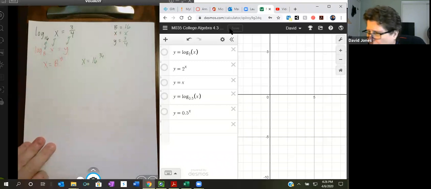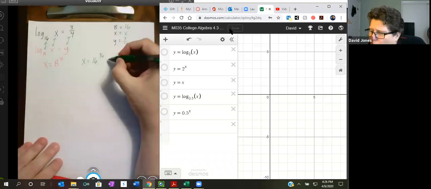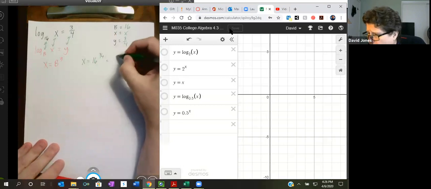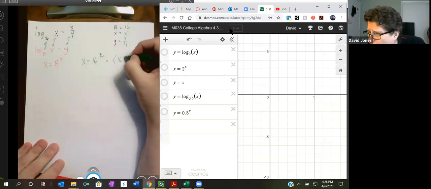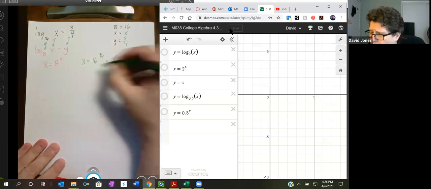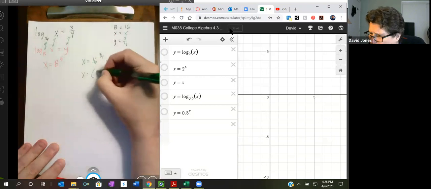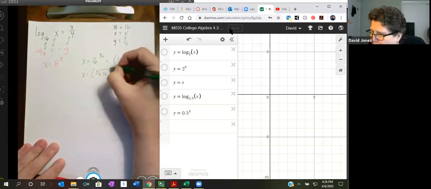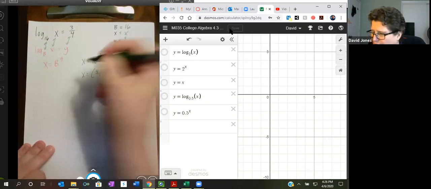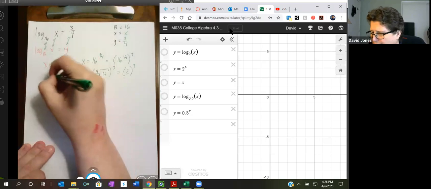So how does that work? Well, remember we played around with radicals a lot. This is saying we can say 16 to the 1/4 raised to the 3rd power. And that's the 4th root of 16 to the 3rd power, which is 2 to the 3rd power. So x equals 2 cubed, x equals 8.